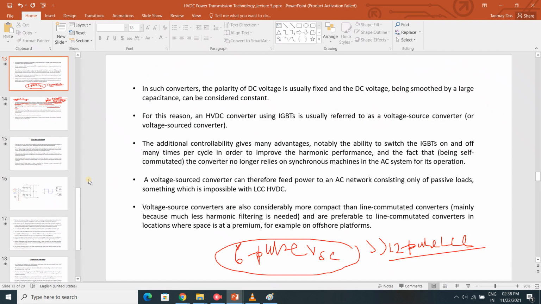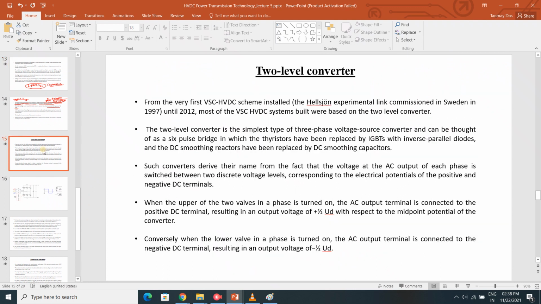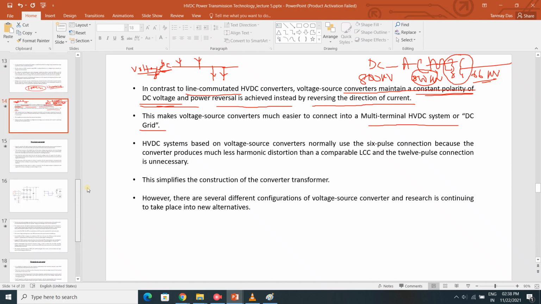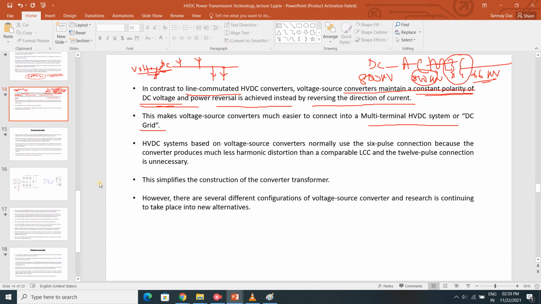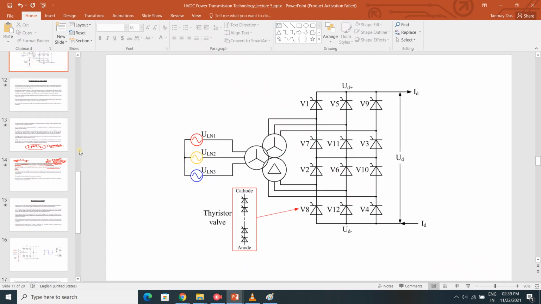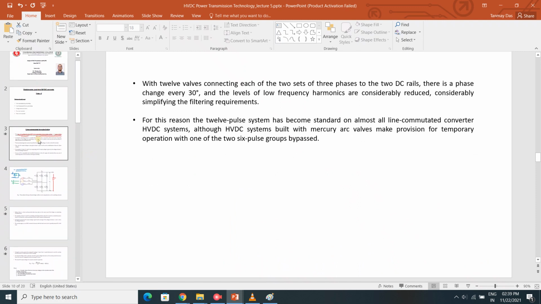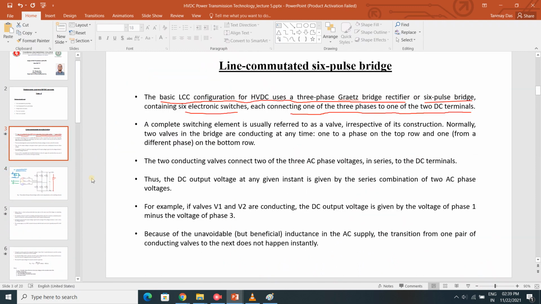So I think you have understood what a pulse is, and the rectification process also. In the next class we will discuss the 2-level converter and the 3-level converter, and also the chart of the different converters. Then we will end this topic and go to the next topic.